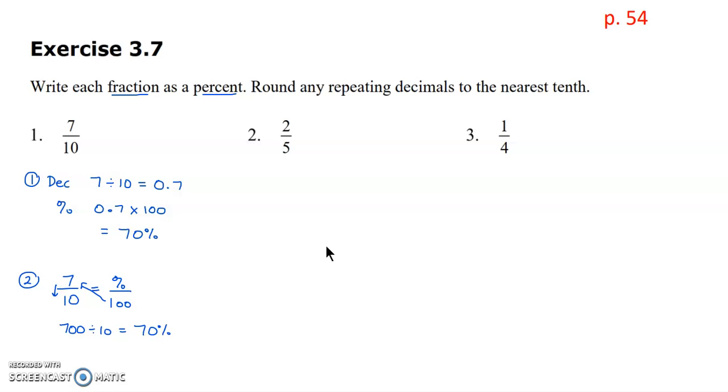For number 2, 2/5, we can divide. 2 divided by 5 is equal to 0.4. And then from there, 0.4 times 100 gives a percentage of 40%. Or, second method, 2/5 is equal to percent over 100. Multiply 200, or 100 times 2 is 200, and divide by 5. Percentage is 40%. For number 3, 1 divided by 4 is equal to 0.25.